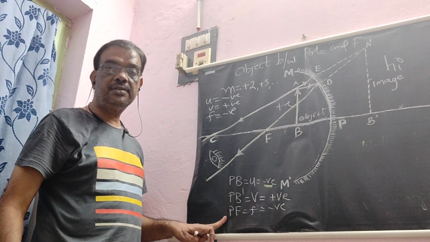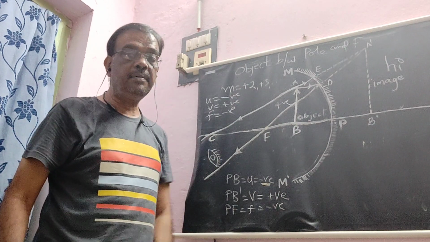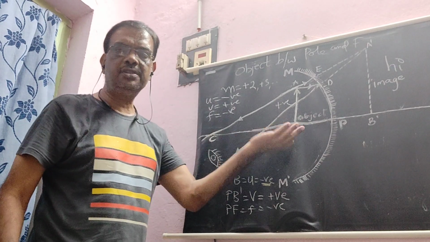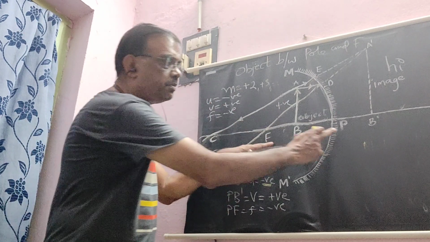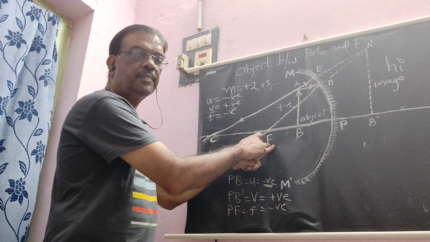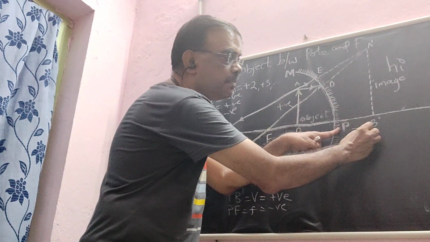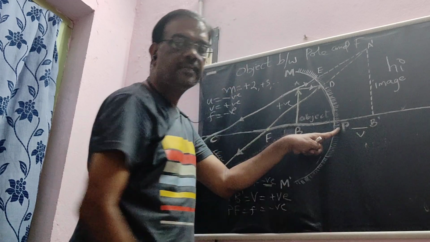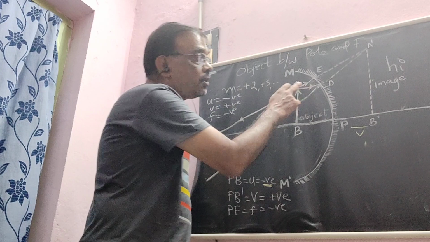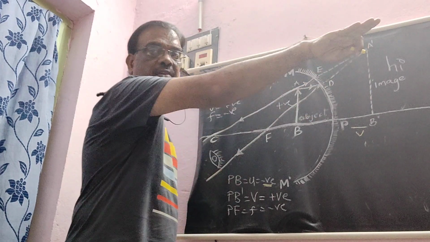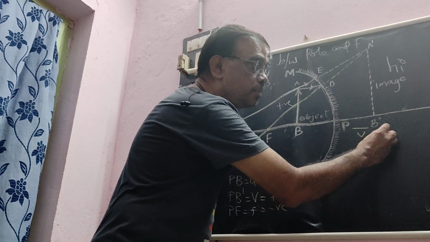Image distance. You see image distance in this case, children. For a real inverted image, image distance will always be in front of the mirror. It is negative. But in this case, when the object is between pole and focus, the image is formed behind the mirror. PB dash is the image distance. It lies behind the mirror. We are measuring the horizontal distance in the direction of incident ray, that is behind the mirror. That's why here v is positive.